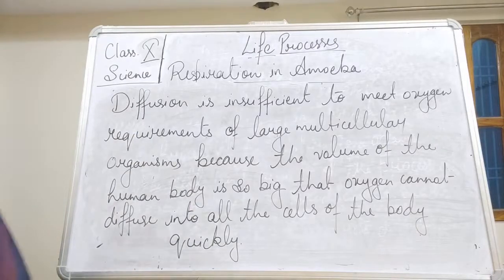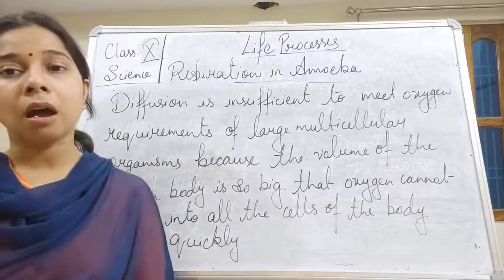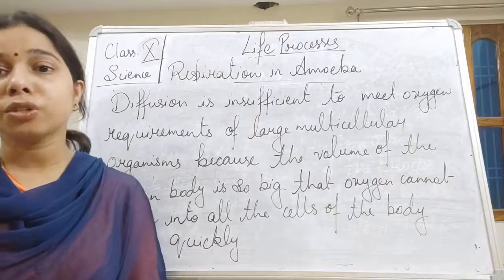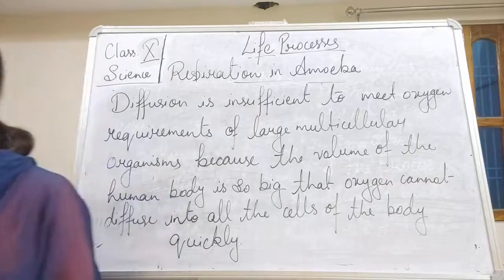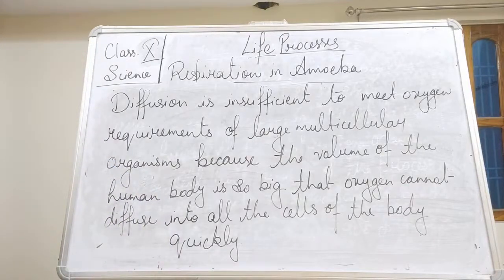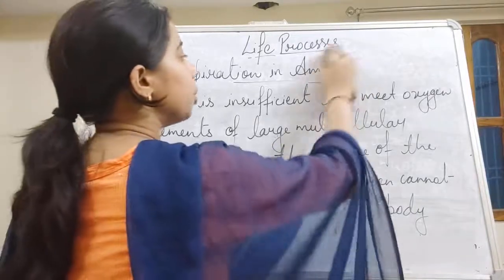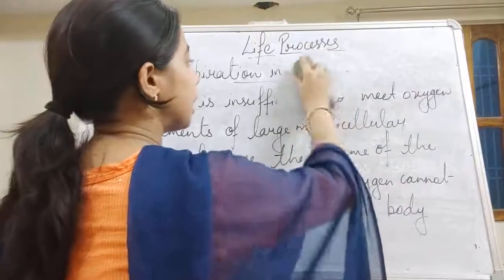Here, in the case of the human being, there is a circulatory system, a blood system, which carries the oxygen to different parts of the body, different cells of the body. Okay, so this is all about how respiration takes place in the amoeba.